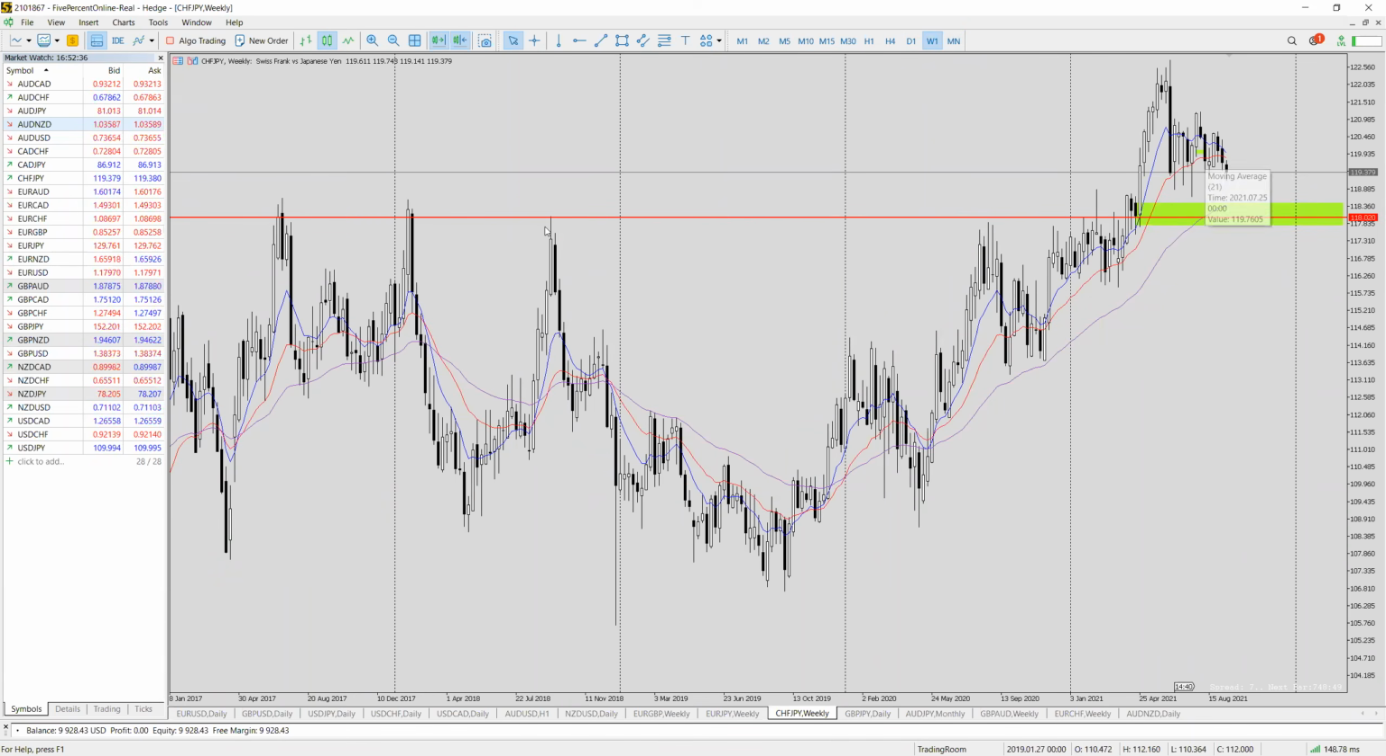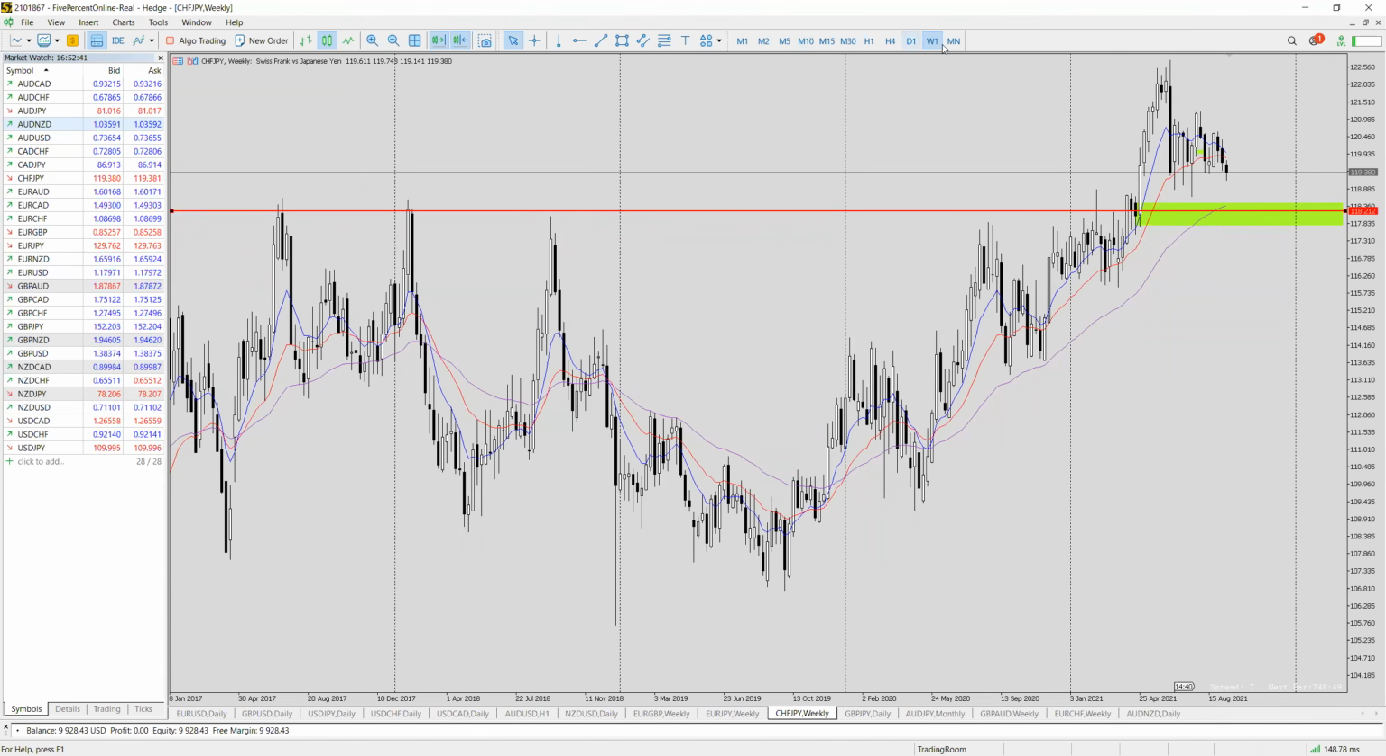So more or less, this is the resistance line. And you can see that it broke above it and retested it. Again, more or less, it's a zone. It's not a 1 pip line. Retest and a continuation higher.